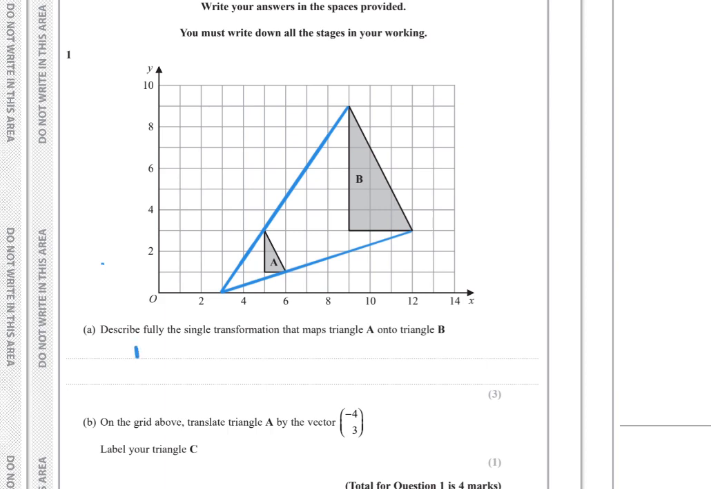So you have to write: enlargement, scale factor 3, center (3, 0). Now for B, on the grid above, translate triangle A by the vector (-4, 3).